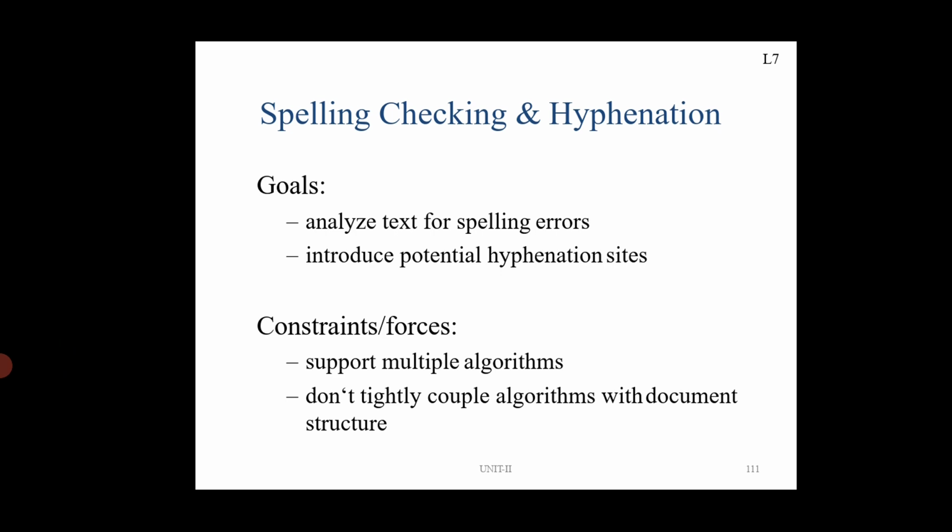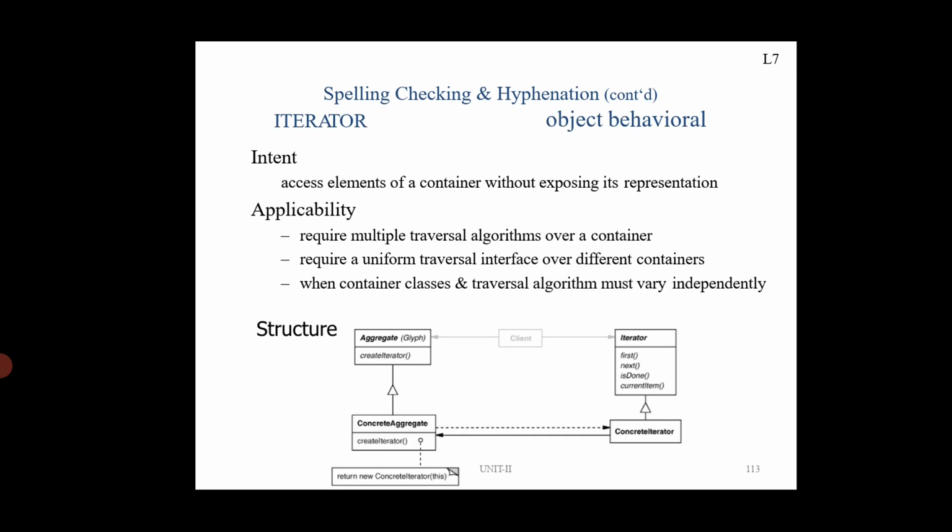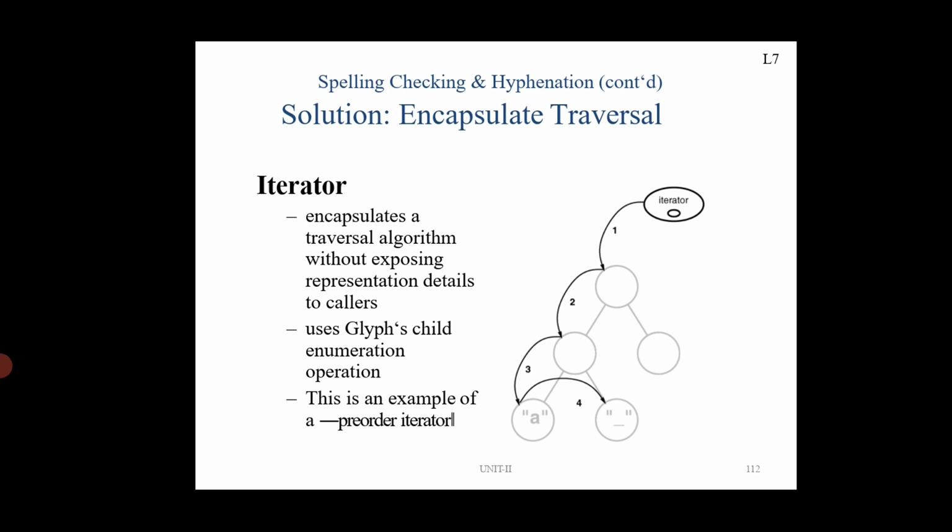Now we study the next solution, encapsulating traversal. We are studying the iterator pattern. We need to understand what exactly we need to encapsulate in traversal and analysis. The iterator pattern captures the techniques for supporting access to information and traversal over object structures.